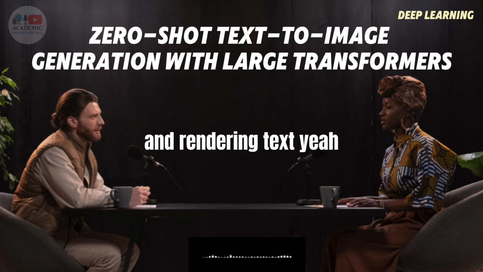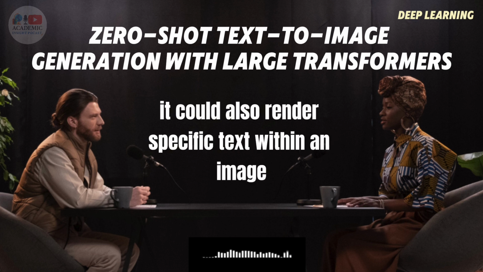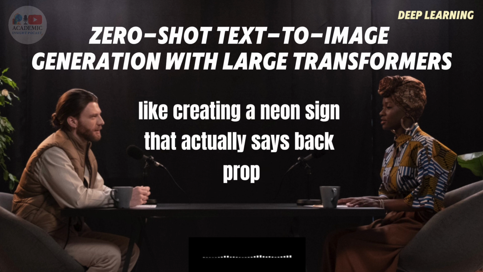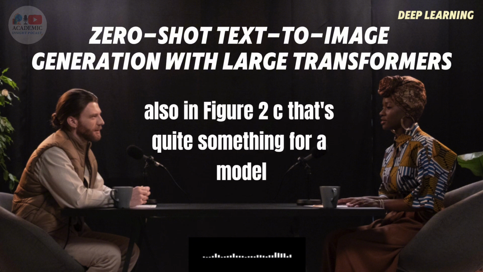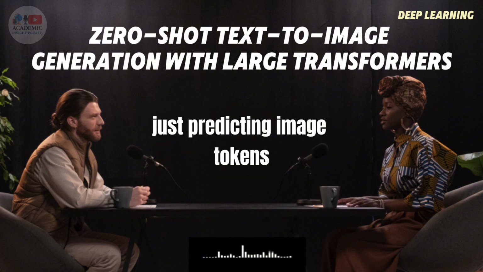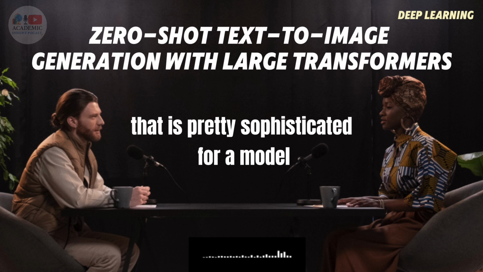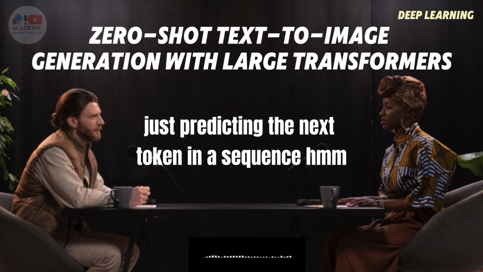And rendering text. Yeah, it could also render specific text within an image, like creating a neon sign that actually says backprop, also in Figure 2C. That's quite something for a model just predicting image tokens. That is pretty sophisticated for a model just predicting the next token in a sequence.